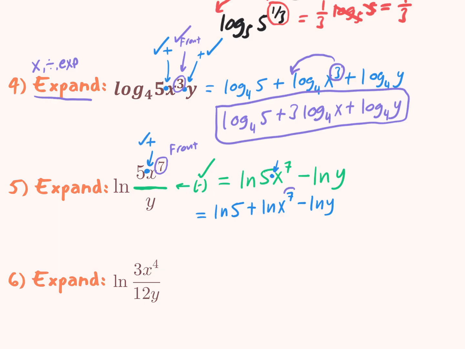Next thing I want to do is take care of the exponent, right? So I'm going to move the exponent out front. This is going to become ln of 5 plus 7 ln of x minus ln of y. And that takes care of the exponent, right? So then this would be our final answer.